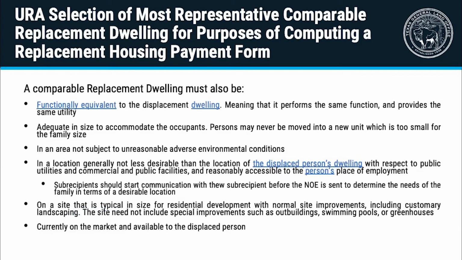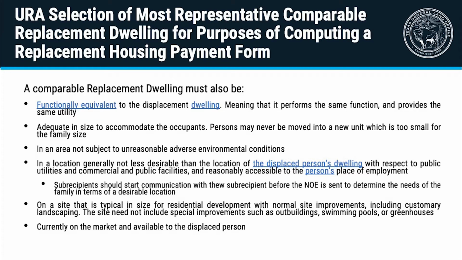A comparable replacement dwelling must also be functionally equivalent to the displacement dwelling, meaning that it performs the same function and provides the same utility. It must be adequate in size to accommodate the occupants. Persons may never be moved into a new unit which is too small for the family size. It must be in an area not subject to unreasonable adverse environmental conditions, and in a location generally not less desirable than the location of the displaced person's dwelling with respect to public utilities and commercial and public facilities, and reasonably accessible to the person's place of employment.